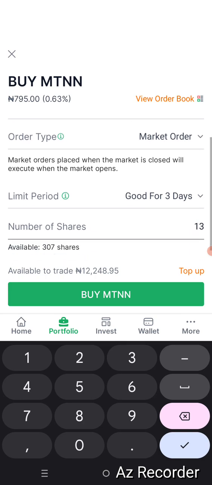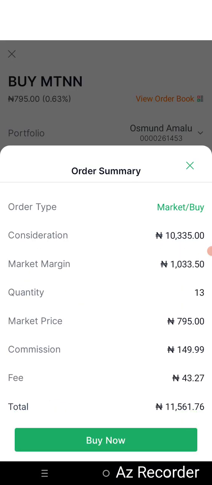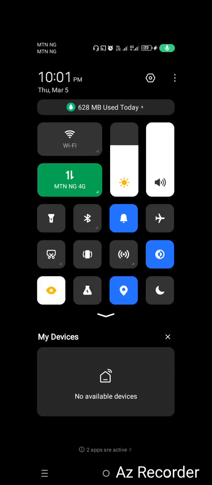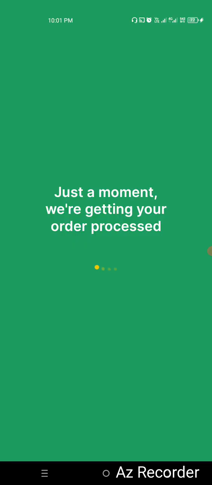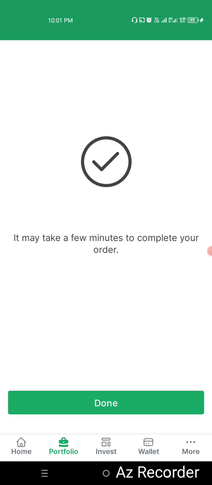Okay, let me just buy the 13 shares. No, let me buy the 13 shares. Buy now. So I place the order now. It's going to cost me 11,561 total for the shares. Let me just screenshot this so that I can use it to record the total amount of money spent on these shares. Okay, so I'm going to click on buy. Just a moment. Yes, I've placed the order. So when the market begins tomorrow, the order will be executed.